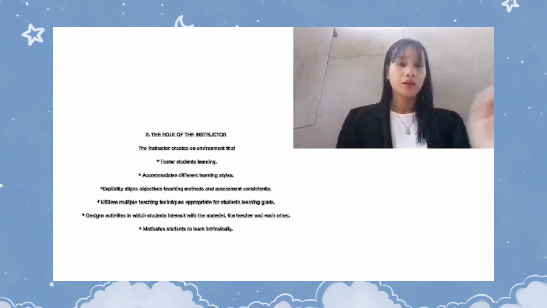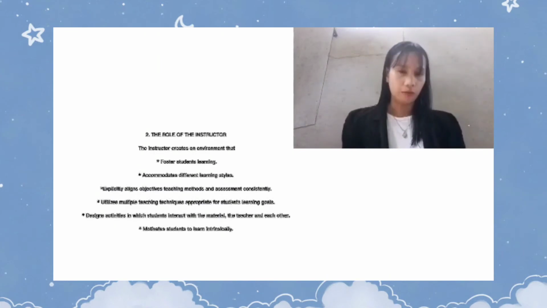So the next is the role of the instructor. The instructor creates an environment that fosters students' learning. The role of the instructor is to foster learning and encourage the students in learning. Next is accommodate different learning styles. The instructor must accommodate different learning styles because every student may have a different learning style.